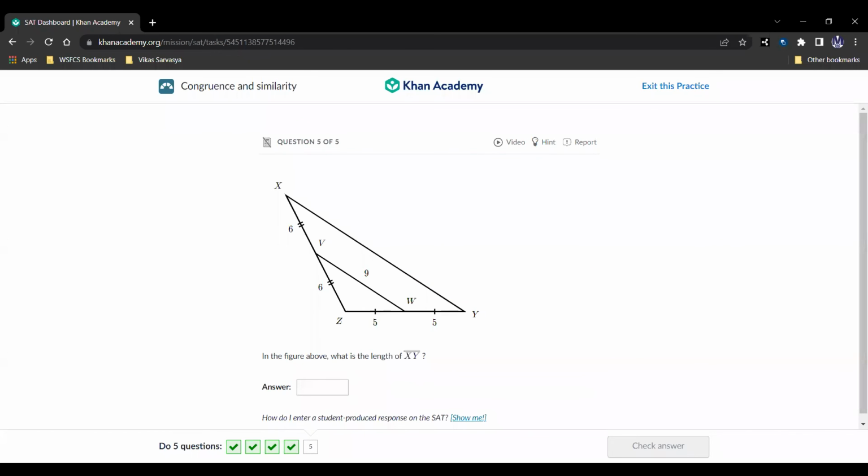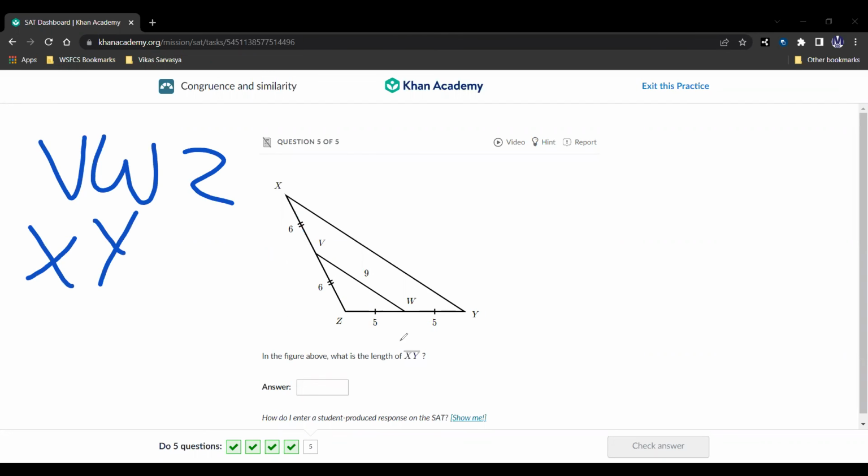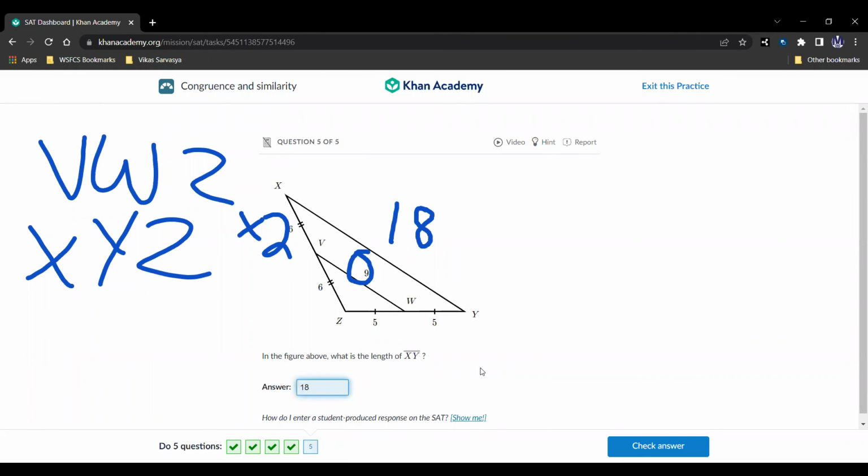Here it is. In the figure above, what is the length of XY? Well, a couple of things. We know that this is bisected here. We know that this is bisected here, and this is the same angle as this angle. So we know that these two triangles, BWC and XYZ, are similar by a factor of 2. So we take this 9 and multiply by 2 to get the length of XY, and our answer is then going to be 18. And that is our answer.